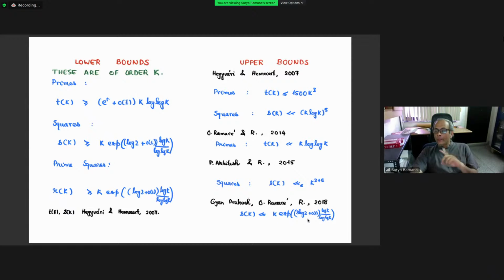order k. But please notice, and this is still an annoying thing that we have not been able to settle, our exponential factor has a 3 log 2 rather than the log 2 in the lower bound that is there. So we are off by a factor of 3 here. Otherwise, you have the same factor log k by log log k. So you have log 2 here, whereas our upper bound is a 3 log 2. I will explain at the end of the talk why we get a 3 log 2.